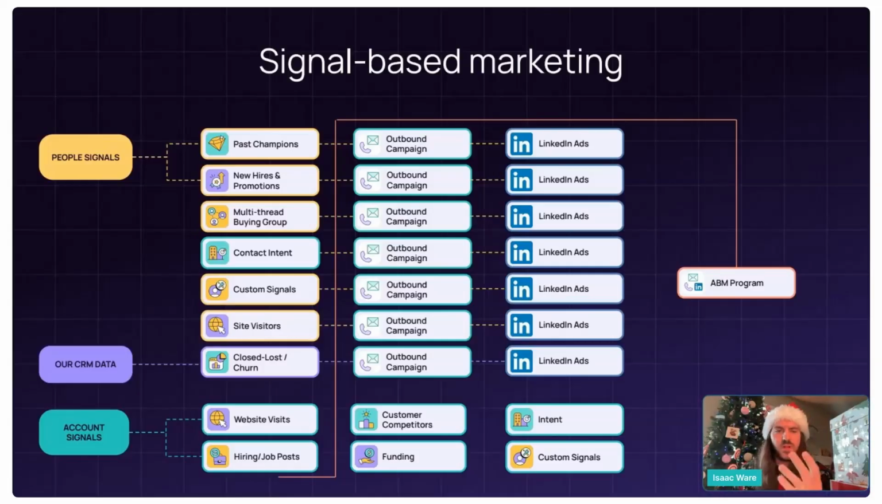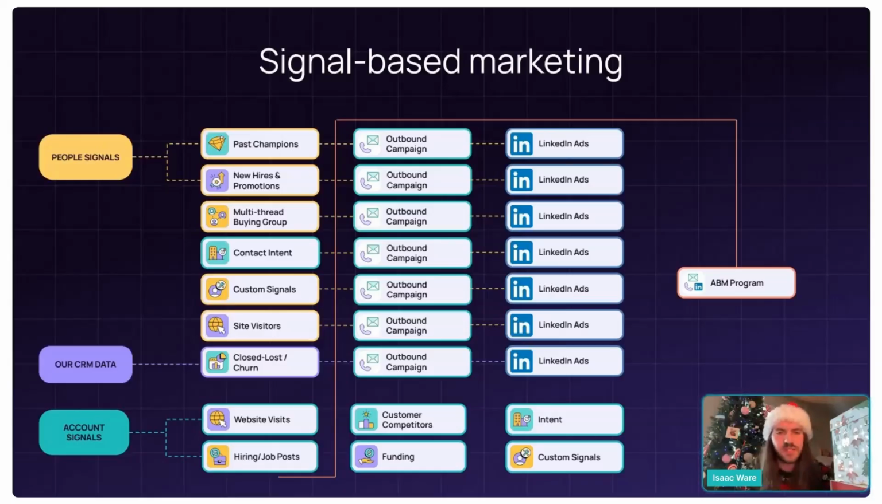The ones you already know us for, like past champions, new hires, promotions, and then new stuff like contact level intent, custom signals, like if you have event attendees or registrations that you want to incorporate into Gemmy messaging, or the ad side, de-anonymized website visitors, etc. Every single one of these signals has that outbound campaign element with Gemmy that Mark and Steve went over with you guys. But there's the final piece here that Steve briefly touched on, which is the LinkedIn ads piece.